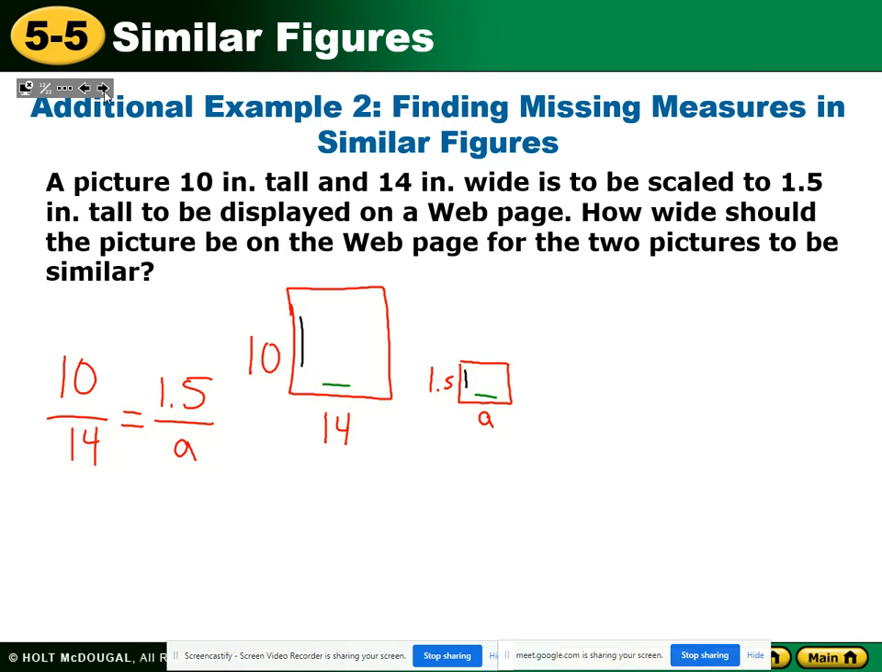Do 10 times A, which is 10, and do 14 times 1.5, which is 21. Okay. Very good. Now what do we do, sir? 21 divided by 2. Okay. I'll write it up here since you won't help me. All right, 21 divided by 2 is 2.1. Yep. 2.1 inches, right? That's how we find a proportional thing.